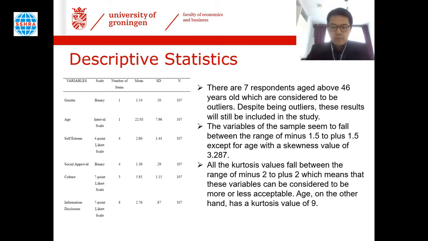Furthermore, the variables of the sample seem to fall between the range of -1.5 to +1.5, except for age, with a skewness value of 3.287. So that makes it positively skewed. For the kurtosis values, all the variables seem to fall between the range of -2 to +2, which means that these variables can be described as more or less acceptable. Age, on the other hand, has a kurtosis value of 9.